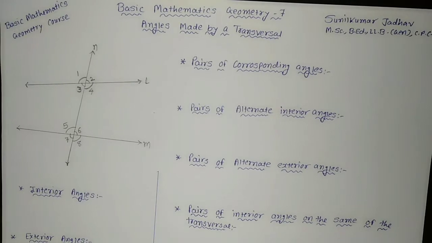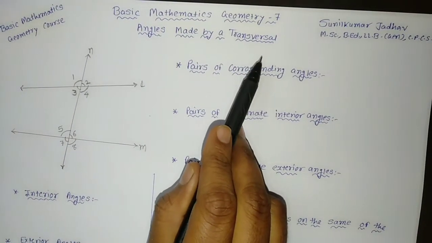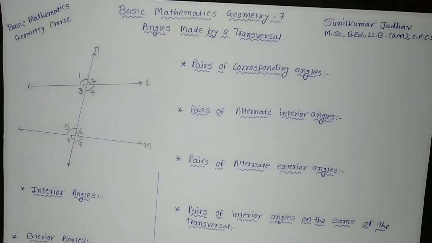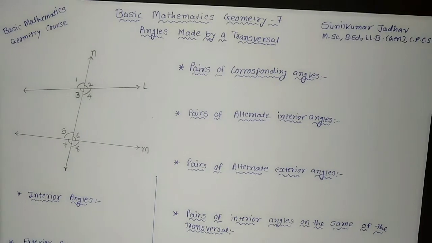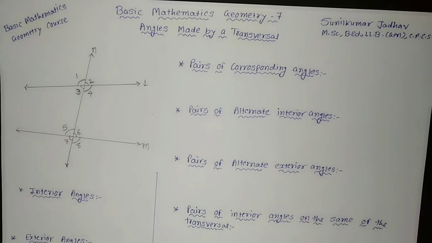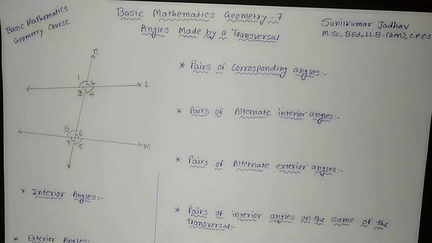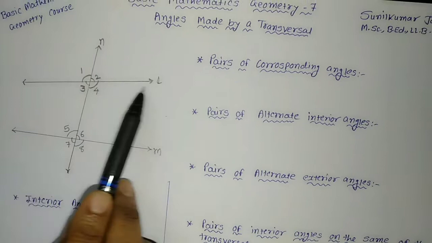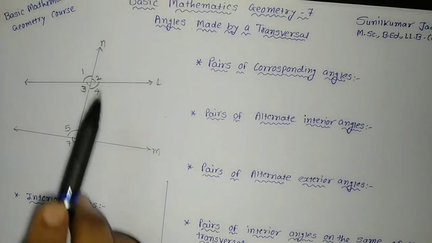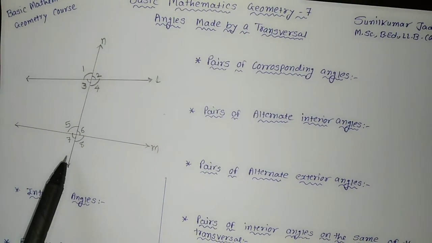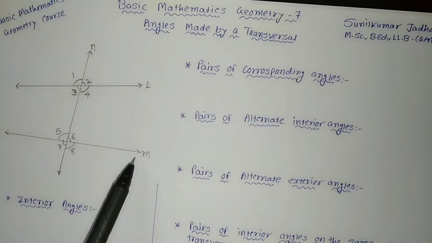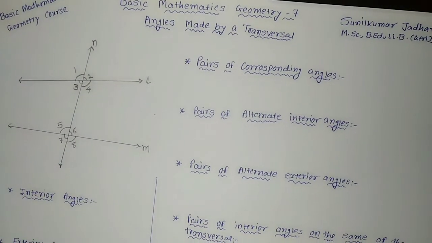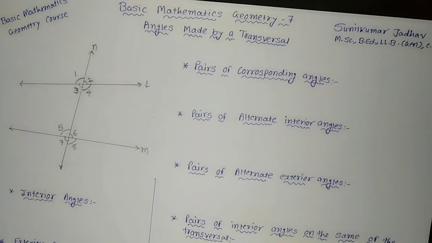Here we are going to discuss the angles made by a transversal. These are very basic fundamental things that you have to learn about lines and their transversal. First of all, we'll see the figure and try to understand the angles made by a transversal. Here you can see this particular figure. We have taken two lines, line L and line M, and another line which intersects both of these lines L and M at two distinct points. Here is a point and this is the point.